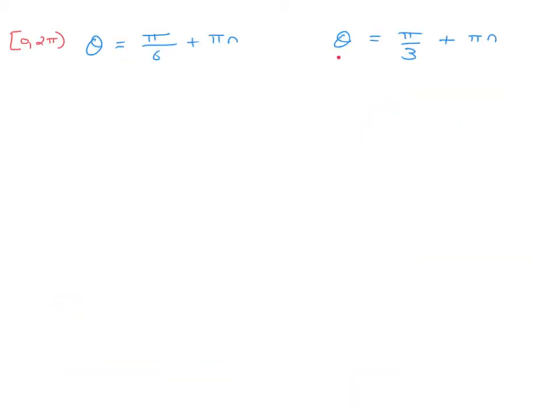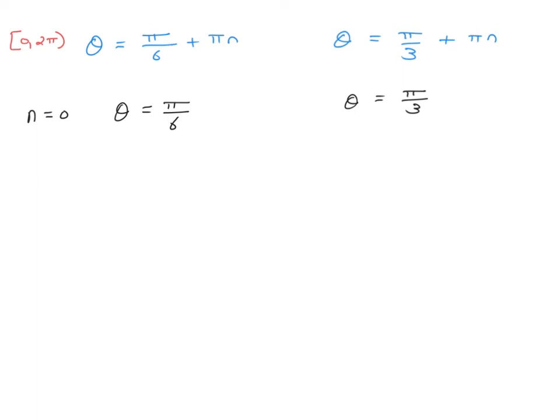Okay, so these were the general solutions. There were infinitely many solutions, but we don't want infinitely many. We want angles that are only between 0 and 2 pi. So I'm going to start with what I think is probably the most obvious. I think n equals 0 will work, because if you put 0 in place of this n, you're just left with pi over 6. And that's okay. Pi over 6 is definitely between 0 and 2 pi, so we're good. Likewise, if you put 0 here, you get theta is equal to pi over 3, and that's acceptable as well. I mean, these angles came from these equations, and they fall within this interval.